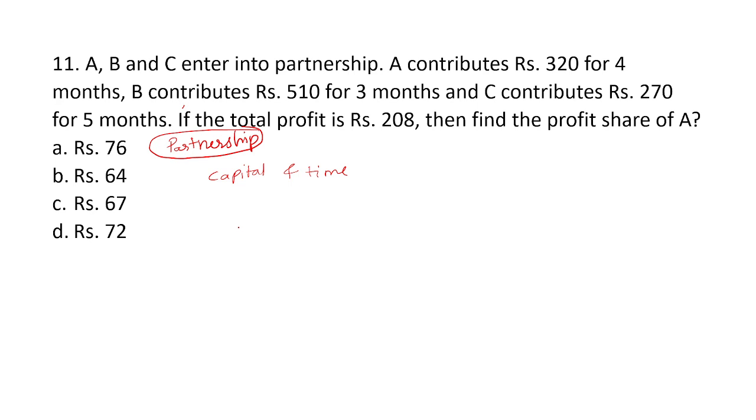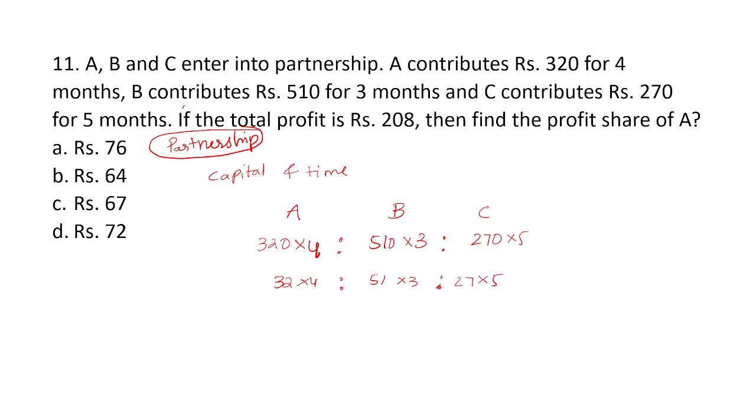Here, what we need to do is take the ratio. A's investment is 320 rupees for 4 months, whereas B's investment is 510 rupees for 3 months, whereas C's investment is 270 rupees for 5 months. So I need to take the ratio of this. That is 32 into 4 is to 51 into 3 is to 27 into 5.